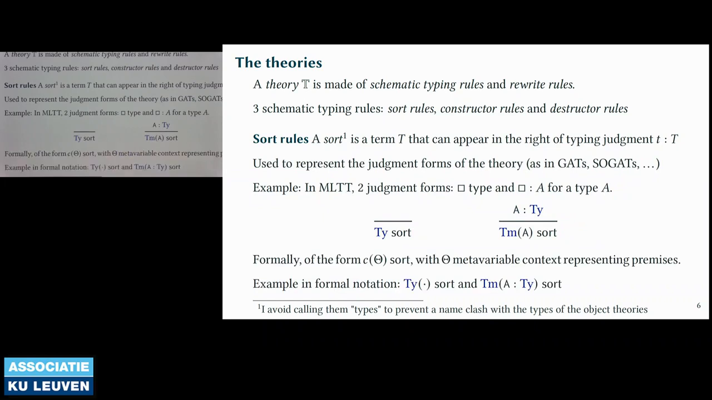Actually, this is just an informal notation. This is the real definition of a sort rule: a constructor and a meta-variable context. I'm not going to give the syntax for the meta-variable context; I'm going to trust your intuition for what these are, because I don't have the time. These are the formal notations for the sort rules, and we can parse the informal ones into the formal notation like this. I hope the correspondence is clear. So this defines the sorts of the theories.